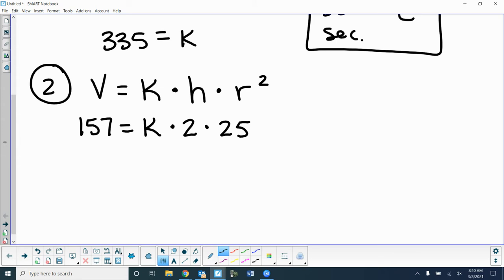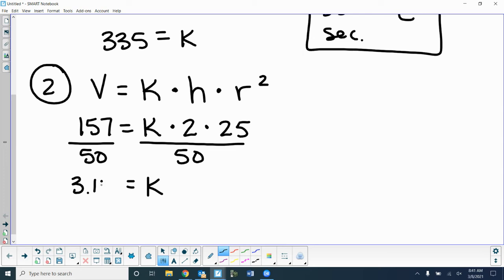Okay, so 2 times 25 is 50. So I'm going to divide both sides by 50 to figure out my K value, which I got 3.14. So what is our constant then? Yeah. So that's the actual formula for volume of a cylinder: pi times H times R squared.